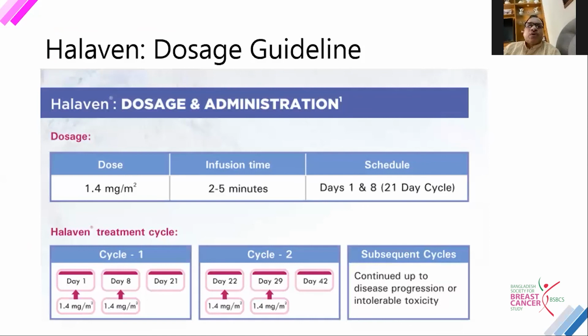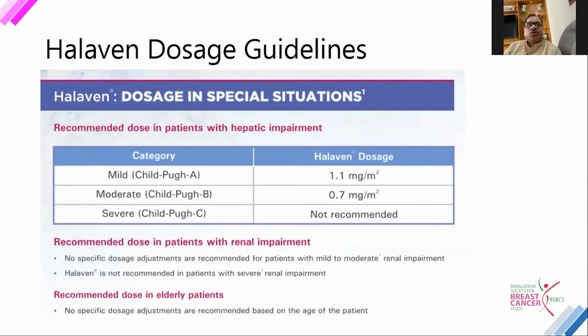The dose is 1.4 mg per meter square. For infusion, it is used with 100 ml of normal saline, not dextrose, as a 2 to 5 minute short infusion. The schedule is day 1 and day 8, with a 2 week interval, and continued until disease progression or intolerable toxicity. It is used with caution in hepatic impairment cases. If it is used in mild, moderate, or severe impairment, then doses should definitely be reduced.